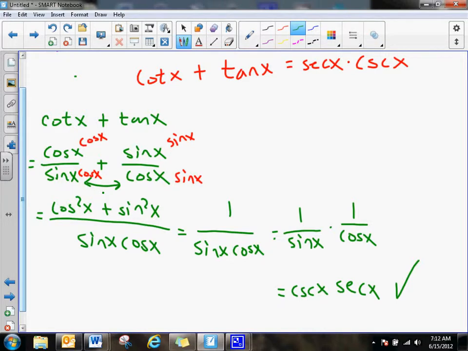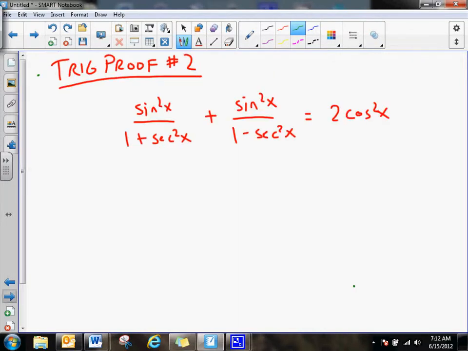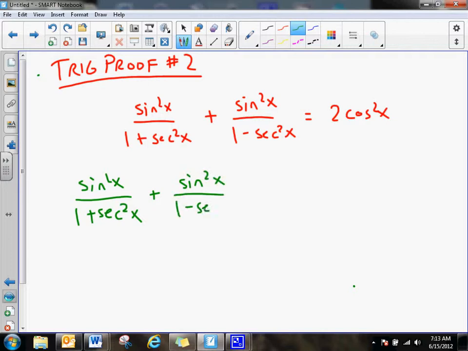Woo! All right, trig proof number 2. Let's welcome this into our soul. Once again, I see two fractions on the left. I see one term on the right. We are going to start with the left, and we are going to combine those fractions just like we did in the last one. So I'm going to start with the left.